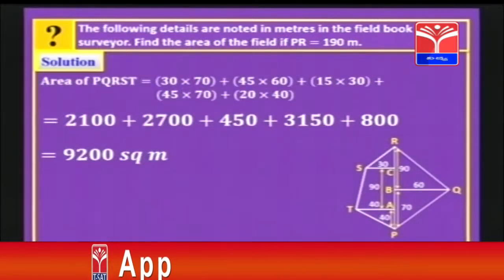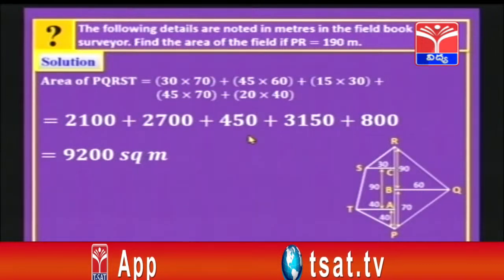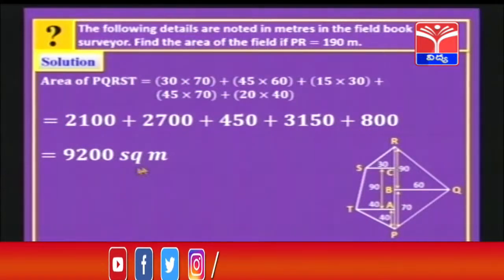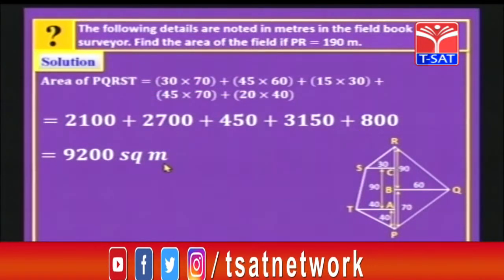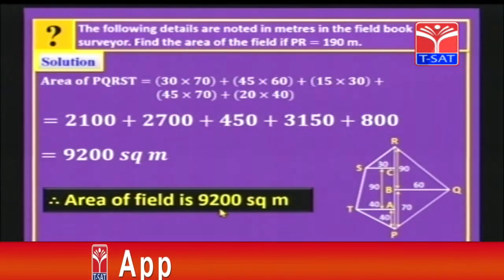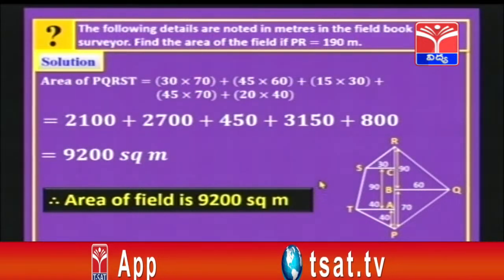Now let us multiply them, children. 2100 plus 2700 plus 450 plus 3150 plus 800. Let us add all these things. On adding, you get 9200 square meters. So this is the area of the field, children, which is 9200 square meters. I hope you understood the problem.